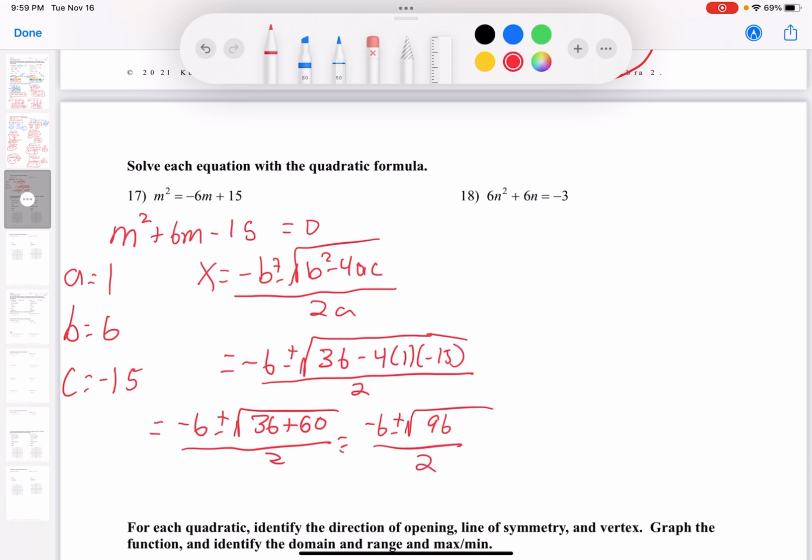divided by 2. You got to do the factor tree for 96. I think it's 16 and 6. Yeah, it is. 16 is 4 and 4. So that's negative 6 plus or minus 4 radical 6 over 2, which I'd be somewhat happy with. But 2 goes into those, so that'd be negative 3 plus or minus 2 radical 6.